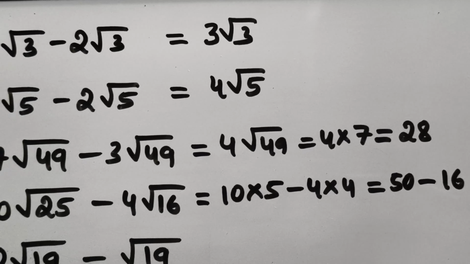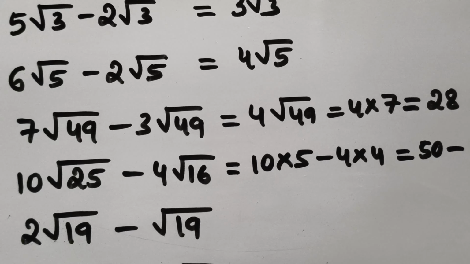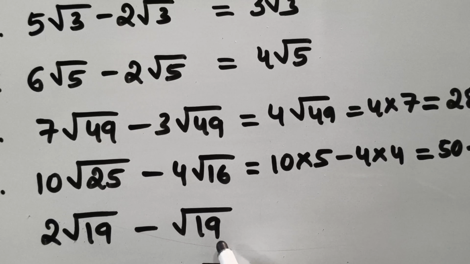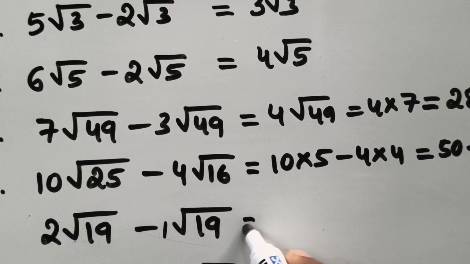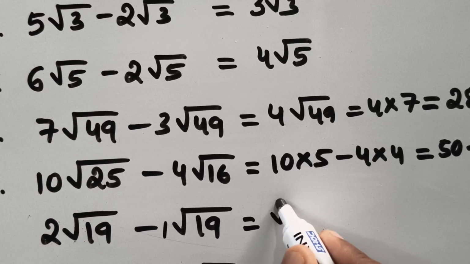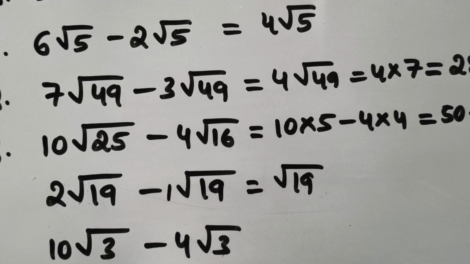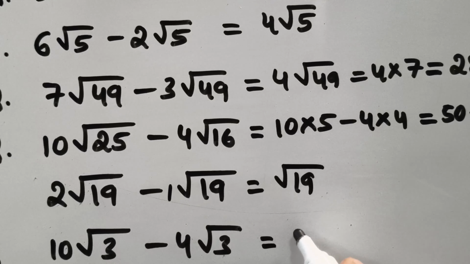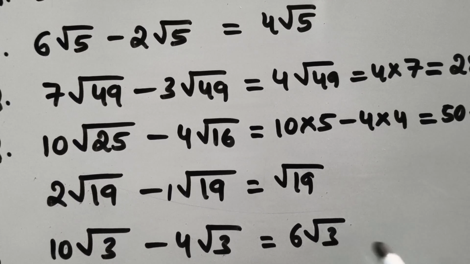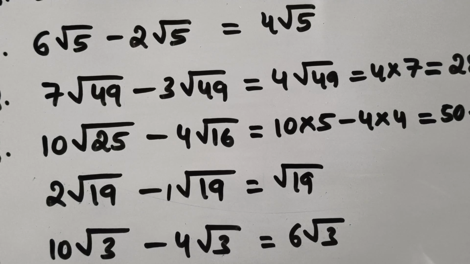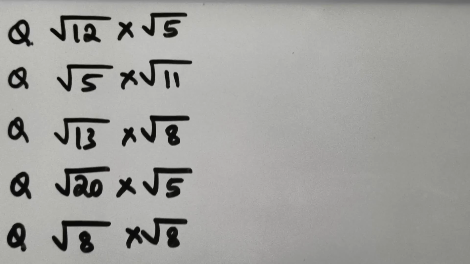Let's take one more question on the subtraction. 2 root 19 minus 1 root 19. In 2, remove 1, that is 1 root 19. That is root 19 is the answer. 10 root 3 minus 4 root 3. Out of 10, remove 4, that is 6 root 3. 6 root 3 is the answer.